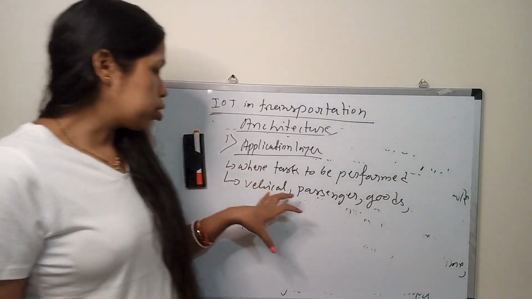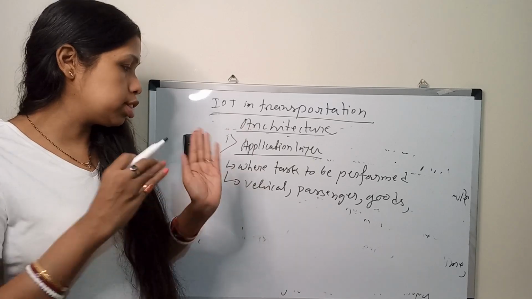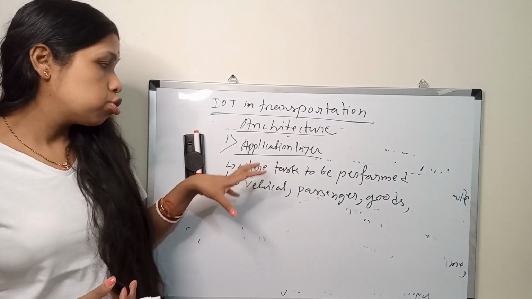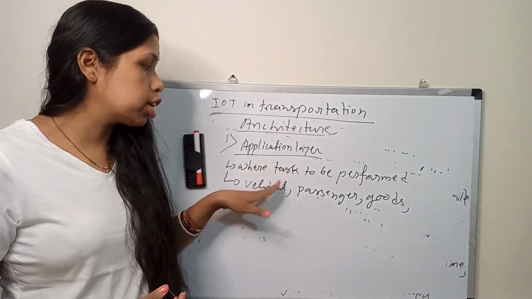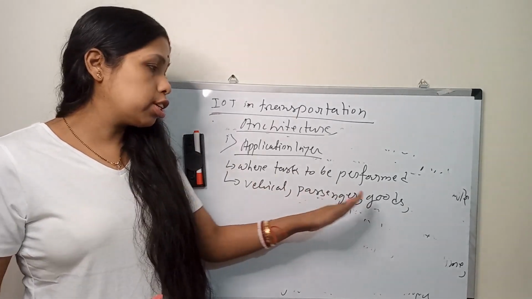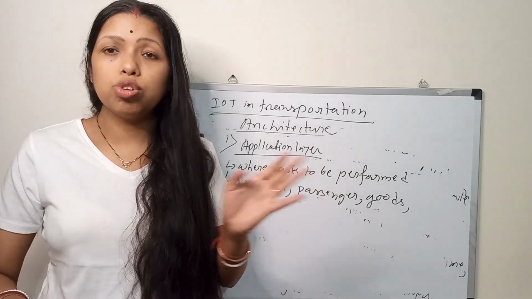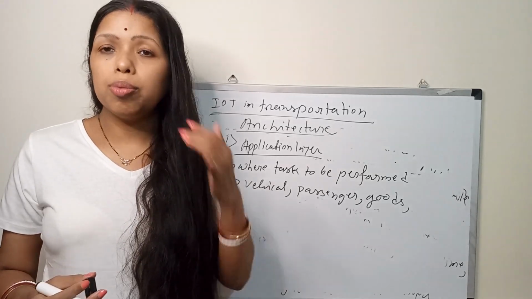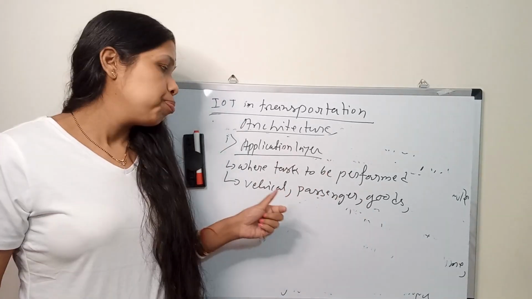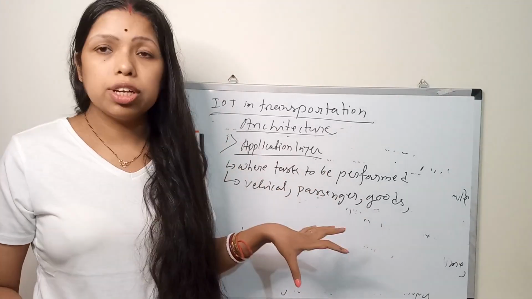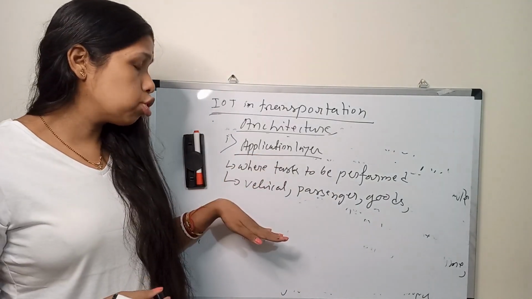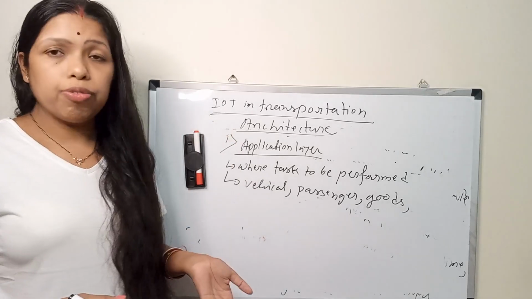So from the application, transportation means the vehicle, passenger, goods should be transferred from one location to another location. At which location the task is to be performed, based on the vehicle, passenger, goods requirement, we have to change our process. So the vehicle, passenger, goods, these come under the application layer. This is the base of the application layer where tasks are to be performed, right?